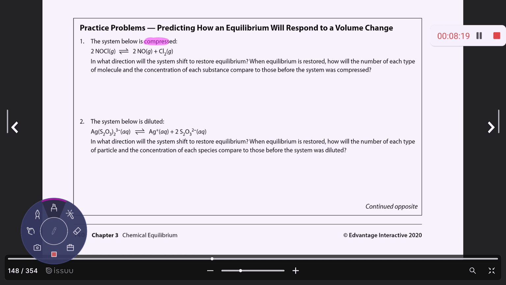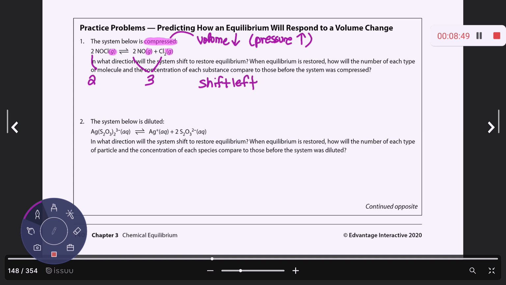Okay, so here we're compressing. What does that mean we're doing to the volume? Yeah, volume goes down. So that means the pressure goes up. So I need to relieve some of that extra pressure that was added. Everything that we have here is a gas. I have 2 gases on the reactant side, 3 gases on the product side. Which direction would you shift? Yes, shift left, because left has fewer particles.